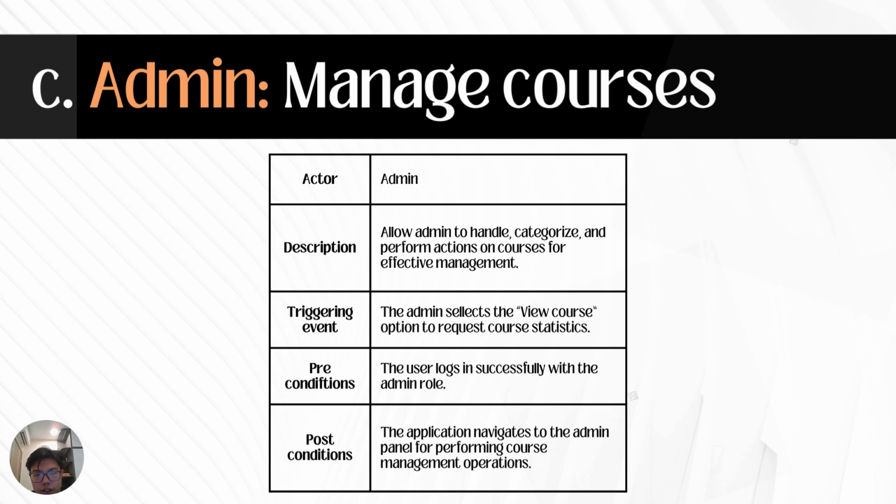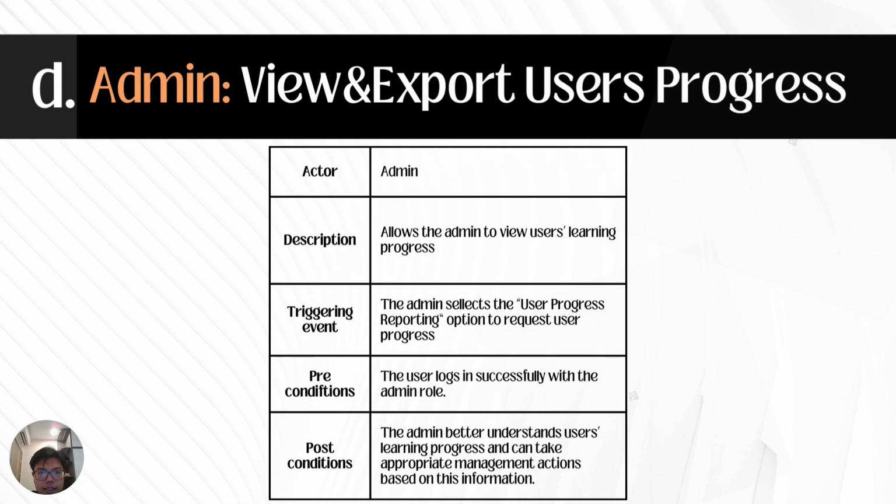The manage course requirement is pretty similar to the previous requirement. The only difference is that the admin with this requirement is allowed to handle, categorize, and perform actions on courses. Okay, the next one is view and export user progress. Using this requirement, the admin can view the user's learning progress by selecting the user progress reporting option to request the user progress.